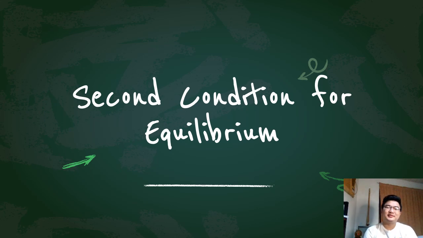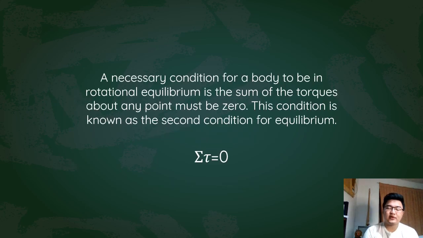Hello. So we are to discuss the second condition for equilibrium. We already discussed the first condition for equilibrium, which tells us that the net force acting on an object that is in equilibrium must be equal to zero. Now, the second condition for equilibrium will actually focus more on rotating objects, or rotational dynamics.